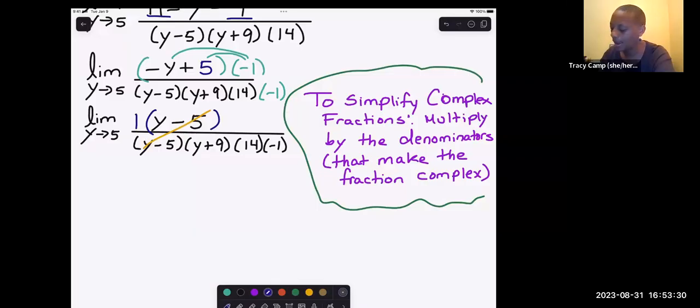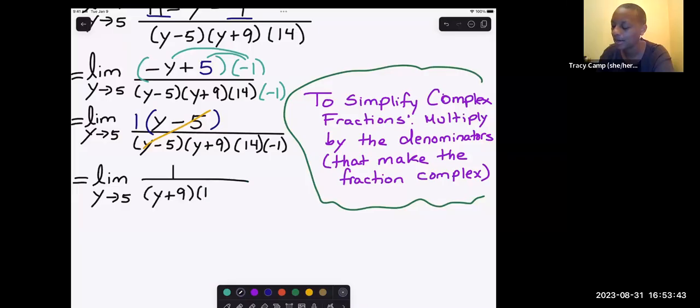And so now I have the limit as y approaches 5 of 1 over y plus 9 times 14 times -1. And now I can plug in my 5 for y, and I won't have 0 in the denominator anymore. So now I don't have to write limit anymore. Once you plug in, you don't have to write limit.